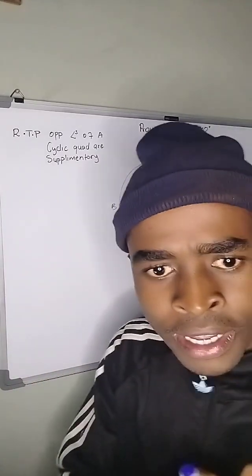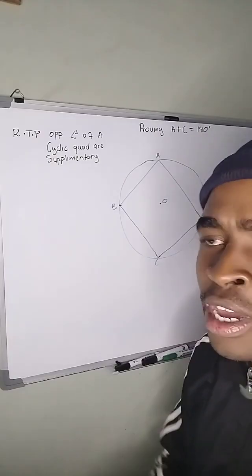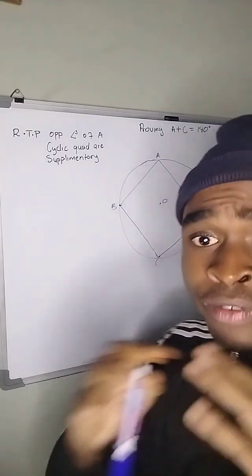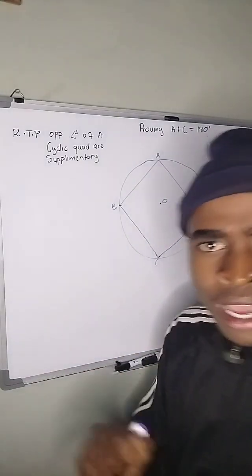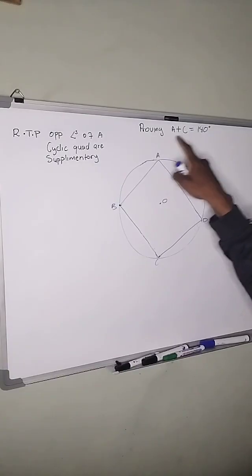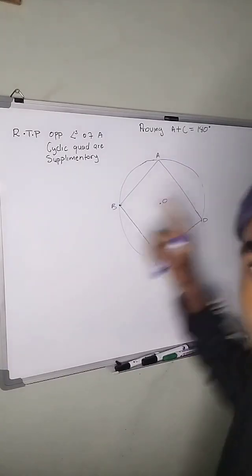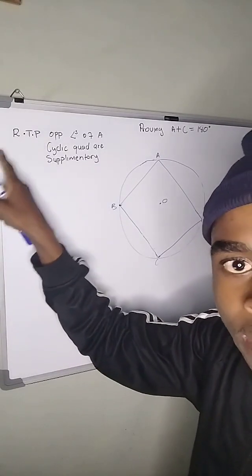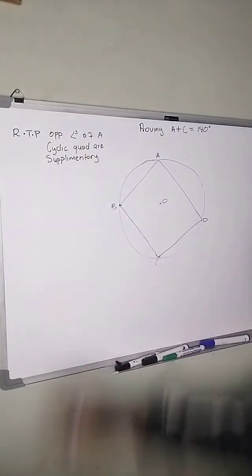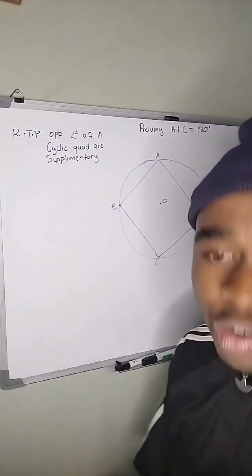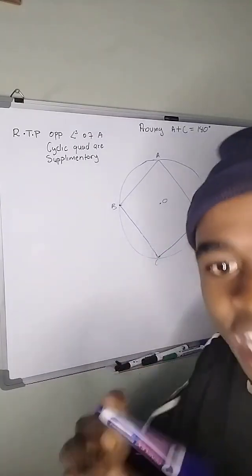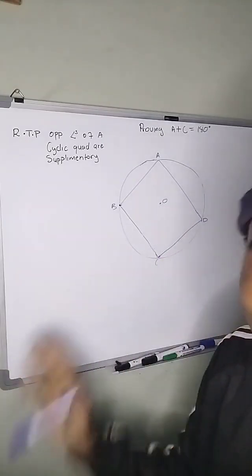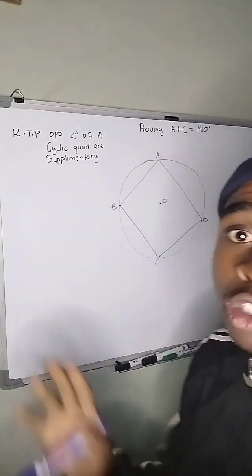So we have conditions and rules that we use in quadrilaterals, but now we are going to prove that A plus C is equal to 180. We start with the statement, RTP: required to prove that opposite angles of a cyclic quadrilateral are supplementary. You can't use the conditions of a cyclic quadrilateral while you are not sure this is a cyclic quadrilateral.